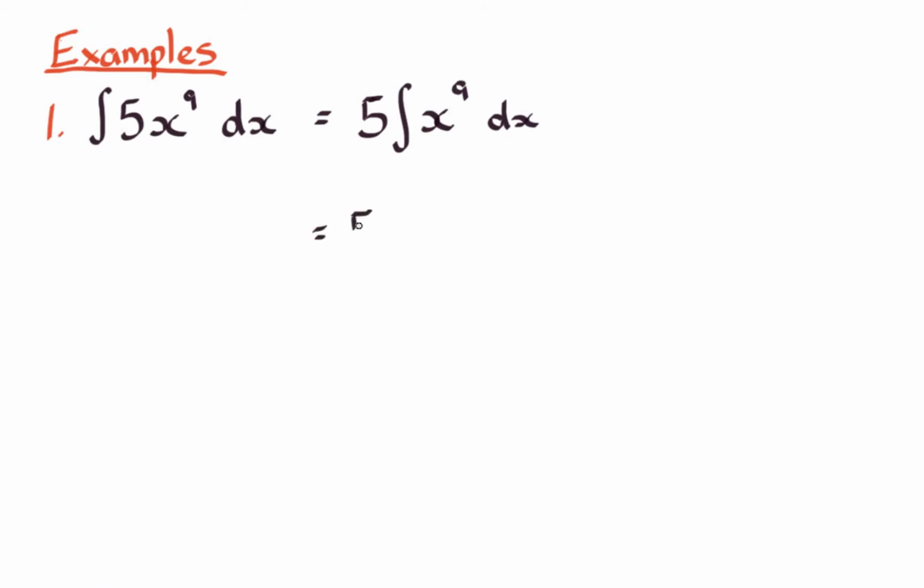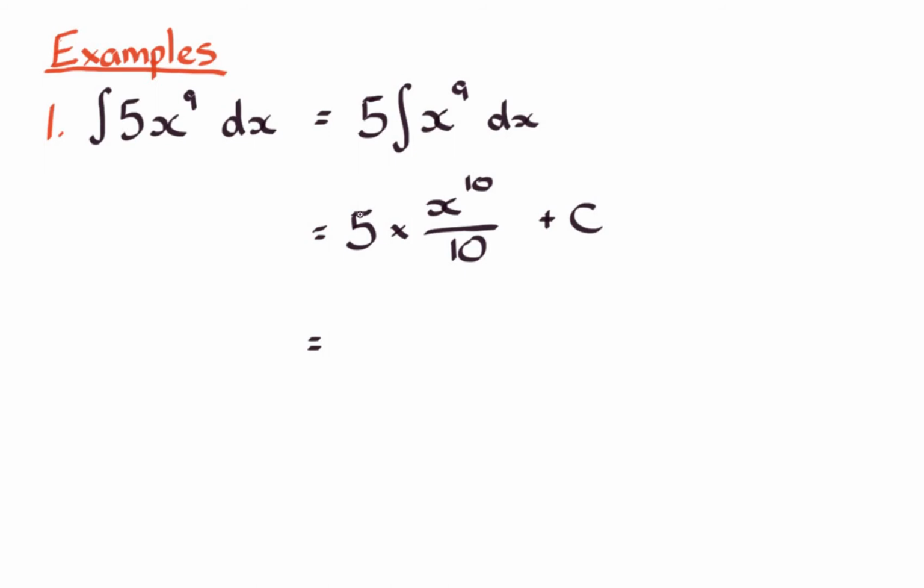So we're going to raise the power by 1. Okay, so x to the power of 10 it now becomes, but then we need to put it over that new power, so over 10. Now it's still times by the 5 that's out the front, and at the end we have our generic constant, our constant of integration, c. So it could be any value. All that's left to do now is just tidy up.